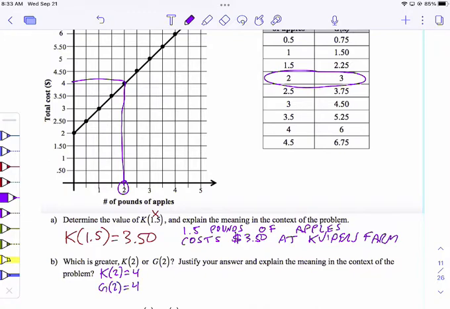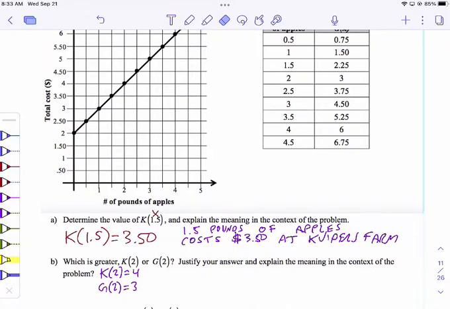Sometimes people write the wrong answer, and they don't have anything shown there. It's just wrong. If you have some correct math and the wrong answer, you could get partial credit. So I would write those down and say like k of 2 equals 4 and g of 2 equals 3. And then it says which is greater.